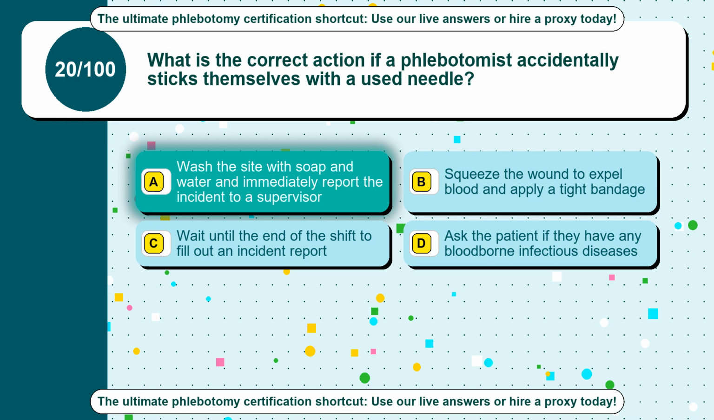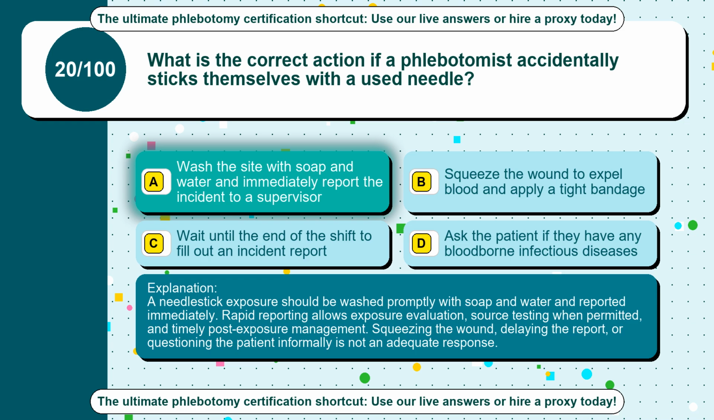Wash the site with soap and water and immediately report the incident to a supervisor. A needle stick exposure should be washed promptly with soap and water and reported immediately. Rapid reporting allows exposure evaluation, source testing when permitted, and timely post-exposure management. Squeezing the wound, delaying the report, or questioning the patient informally is not an adequate response.